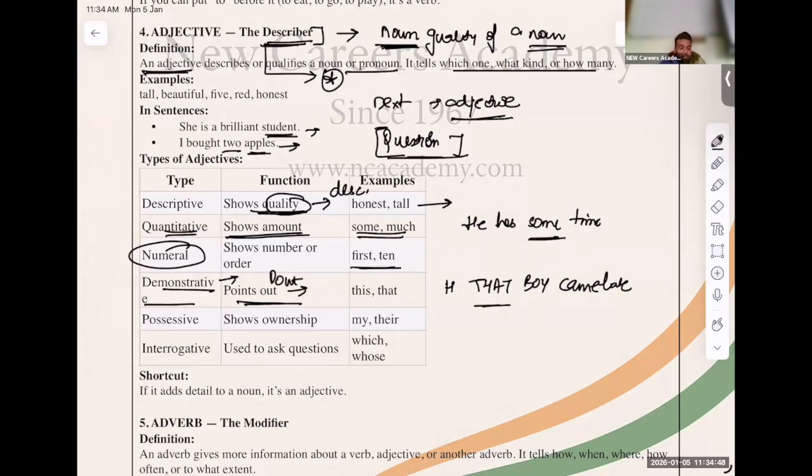Is it clear? This book is mine. I'm pointing fingers. What do we call it? Demonstrative. Simple or not? Okay. Different types of adjectives. Ten pens: numeral. Some, much: quantitative. Quality, tall, honest: descriptive. Next, pointing out: demonstrative. Ownership: this is my book. Possessive. Clear or not?